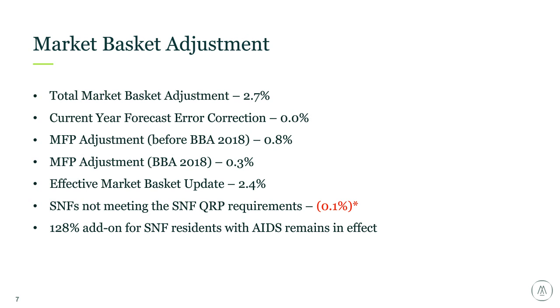Now, for skilled nursing facilities who are not meeting the QRP requirements, the market basket update is actually going to be a negative 0.1%. So it's very important that providers across the country are making sure they get their quality data in, not only for the market basket update, but for star ratings and all of the other items that CMS reports out. For this next year, under RUG-IV, the 128% add-on for SNF residents with AIDS still remains in effect as well.